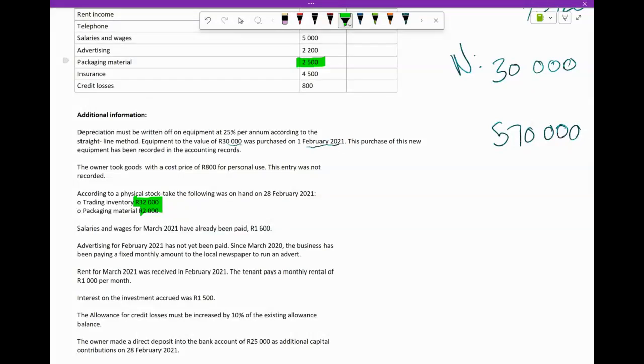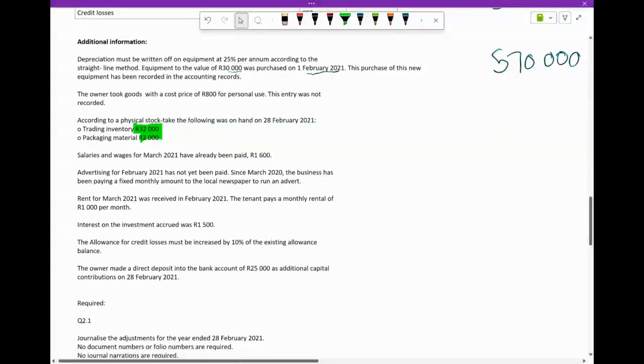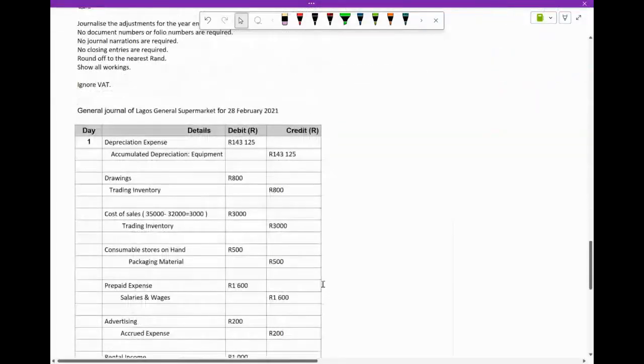We have 2,000 worth of packaging material. So here now we're saying, okay, consumable stores on hand is therefore increasing by 2,000. Okay? And your packaging material, which was 2,500 initially, needs to decrease by 2,000 Rand as well. Okay, I don't know why I'm typing this out. I shouldn't be actually typing this out.